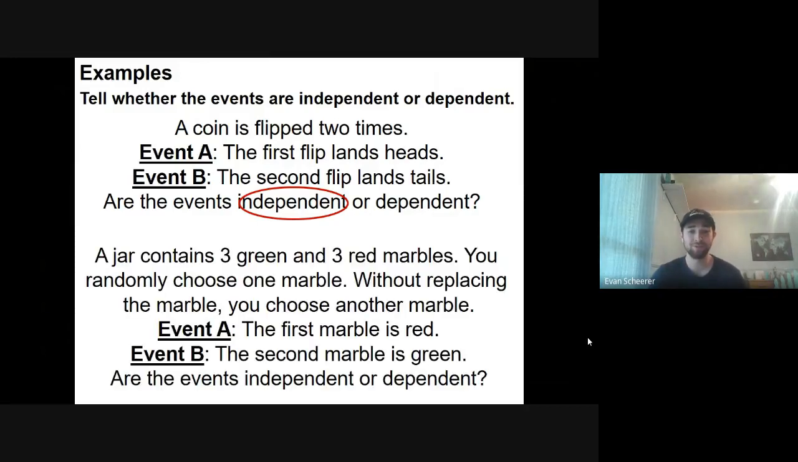And then a jar contains three green and three red marbles. You choose a marble and you don't replace it. So if you choose a red marble and put it away, and then you choose a green, that's dependent. The reason it's dependent is because since you drew that red marble, now there's two reds and three greens. You are more likely to choose a green marble. Whereas if you would have chosen a green marble first, there would have been two greens and three reds, so you'd have been more likely to choose a red marble the second time. So that's dependent because it matters what you draw first. Whatever you do first, that affects the second outcome. That changes the probability of getting that red marble or that green marble the second time.